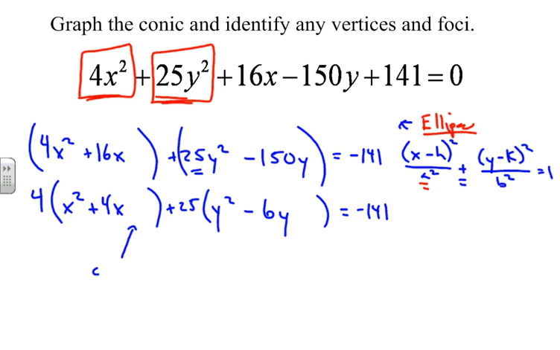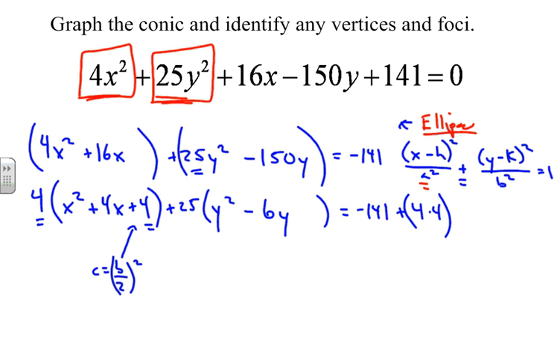Now from here, we're going to complete the square by finding our c values. The c value that we're looking for is b divided by 2, squared. So 4 divided by 2 is 2, and 2 squared is 4. Whatever you do to one side, you have to do to the other. This is a common mistake students make: they'll just add 4 to the other side, but we're not adding 4. We're actually adding 4 times 4 because we distribute that out. So 4 times 4, which is 16.